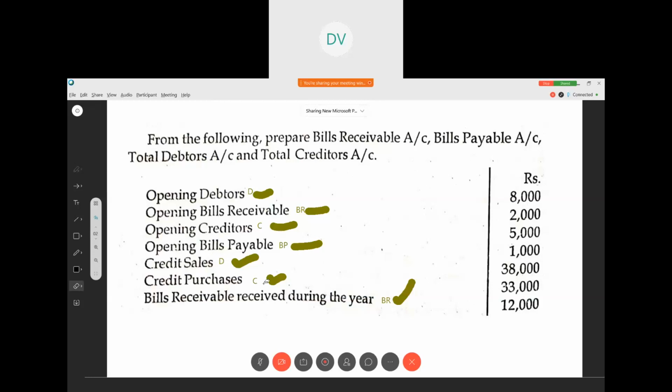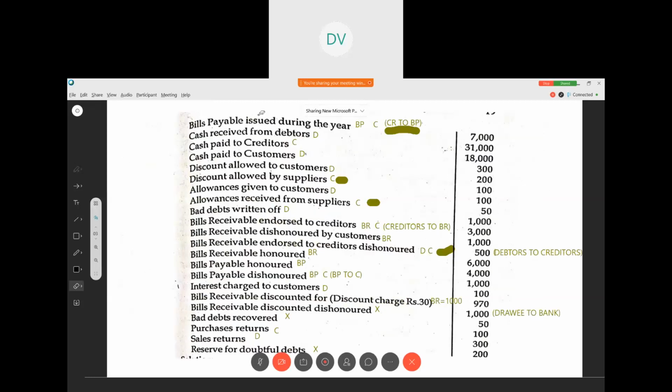Credit purchases. We are purchasing the goods from third party, and they are considered as our creditors. We have to make the payment to our creditors. Bills receivable received during the year. So bills receivable account. Bills payable issued during the year. To whom we are issuing? Creditors, right?